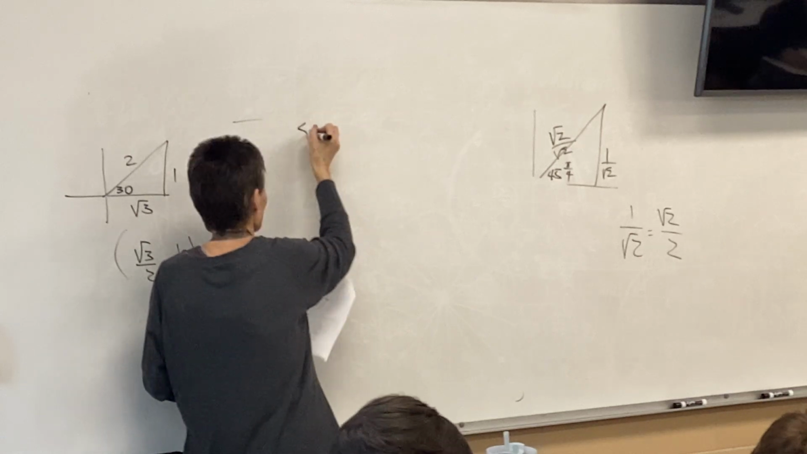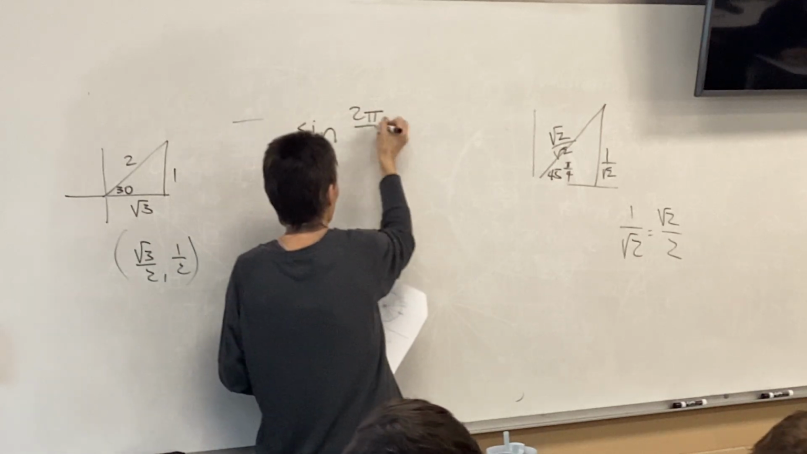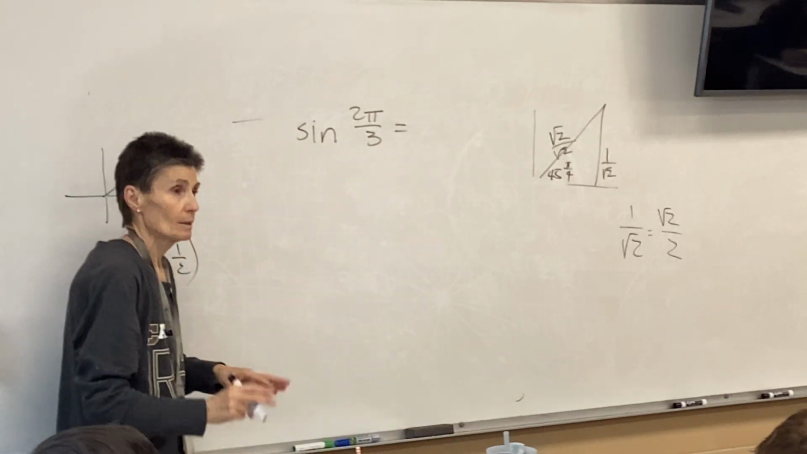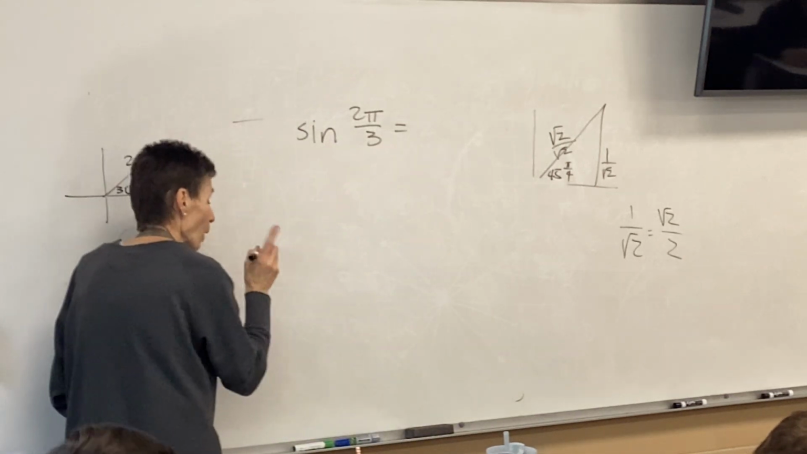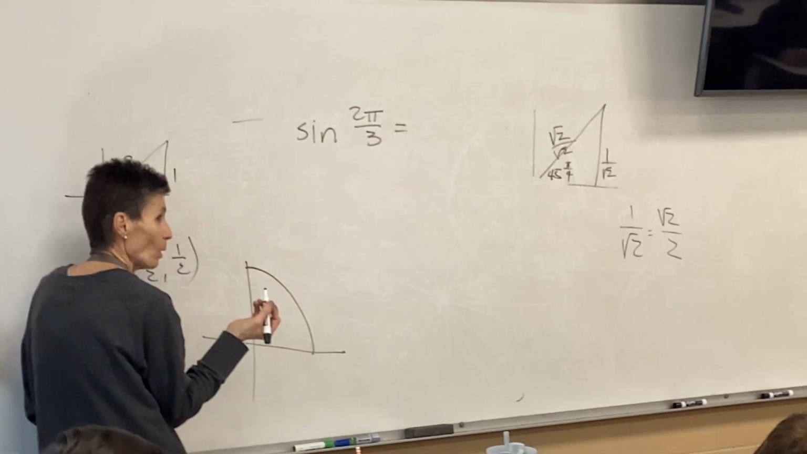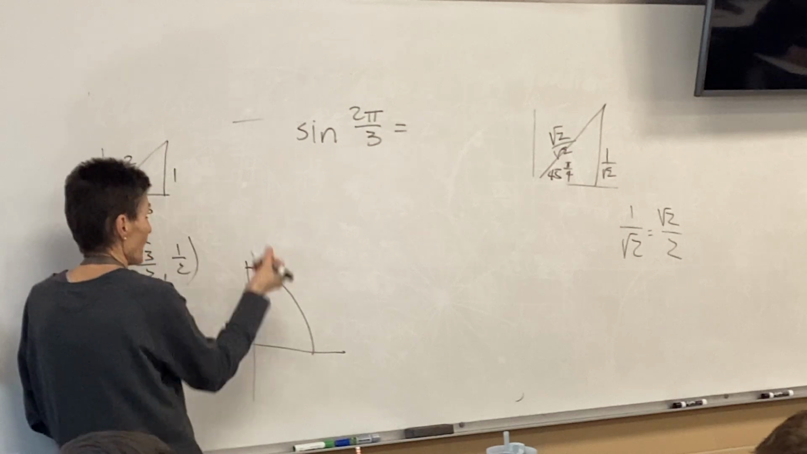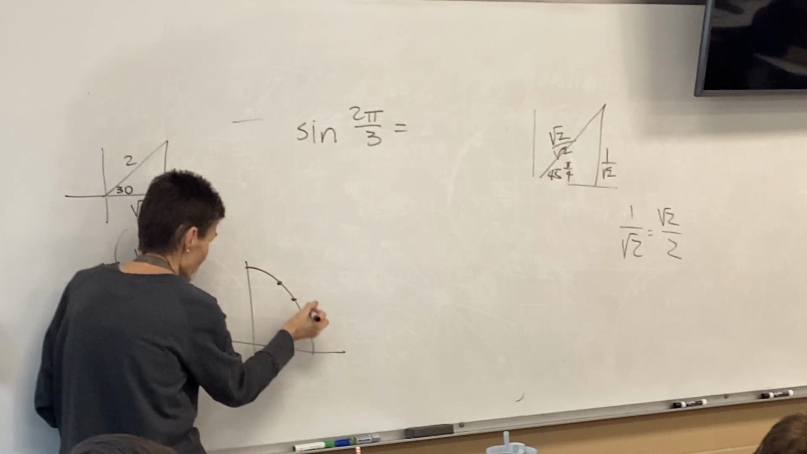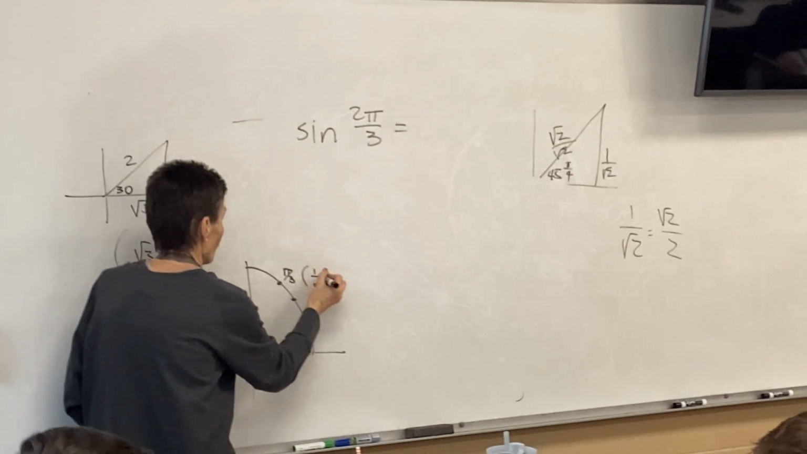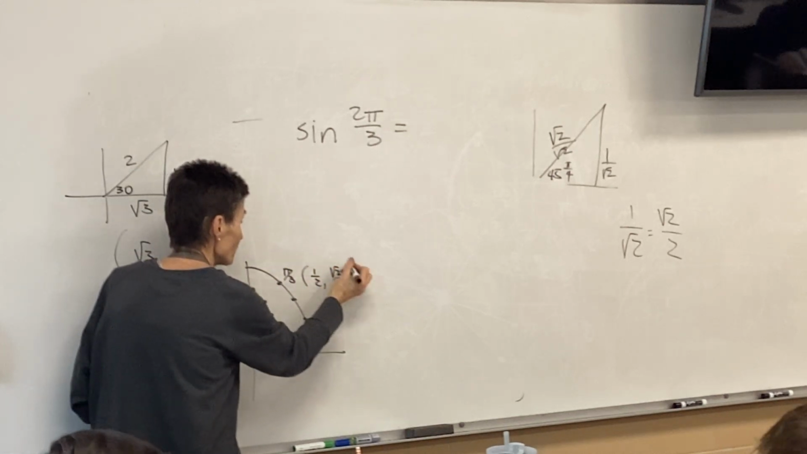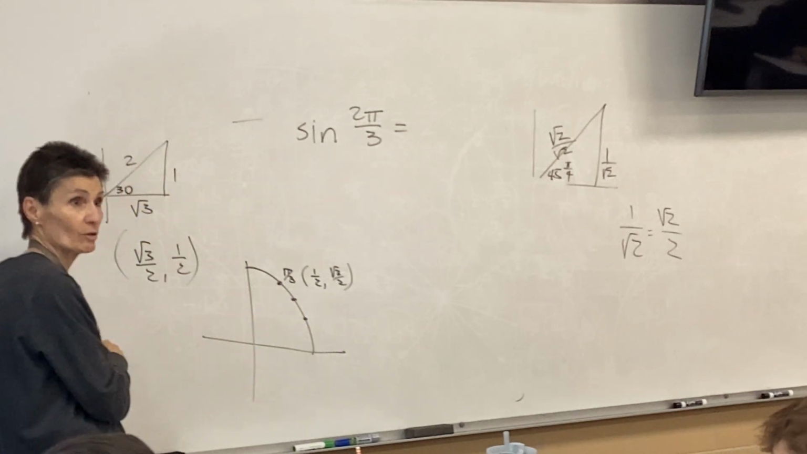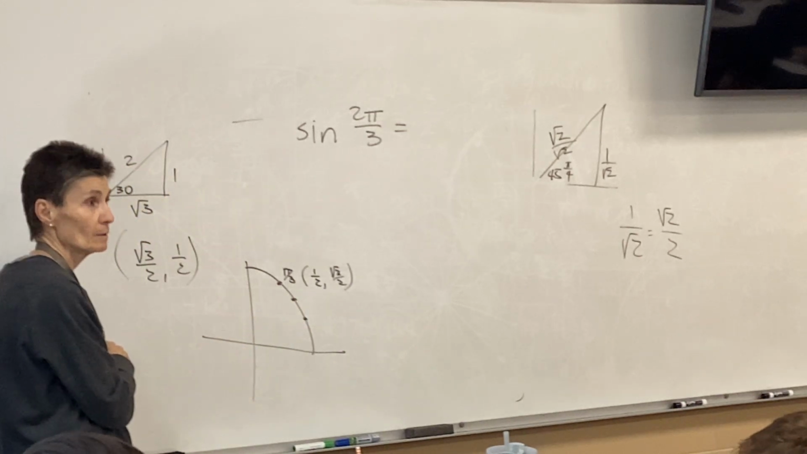What can you tell me about the sine of 2 pi over 3? Now, what angle are you looking at in quadrant 1? You only have quadrant 1. Which one are you looking at? Pi over 3. So we either memorize 1/2, root 3 over 2, right? Or we figure it out with a 30, 60, 90 triangle.